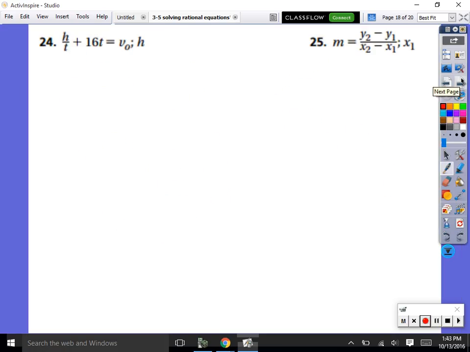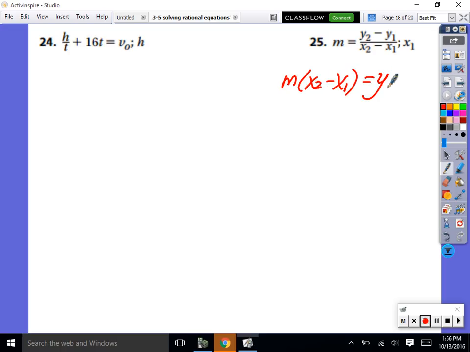Okay, literal equations. Do 24, 25. If you're on 24 and first want to multiply by t, you will be wrong. Don't do that. On this one, I would personally multiply this x2 minus x1 up. Okay. Everybody there. Now we're solving for, remember what's our goal, solving for x1?